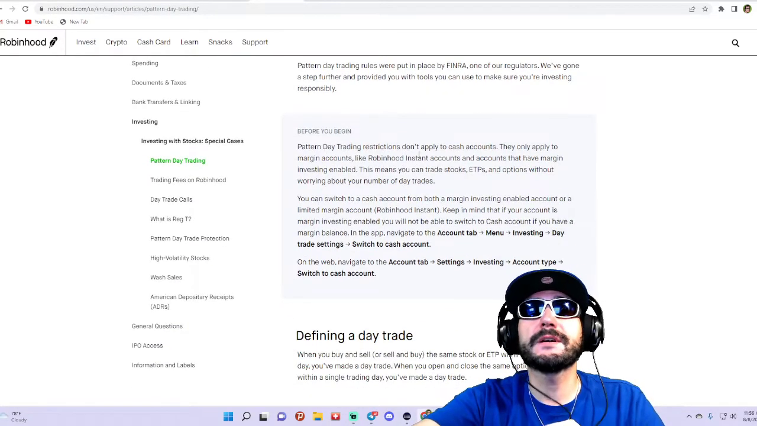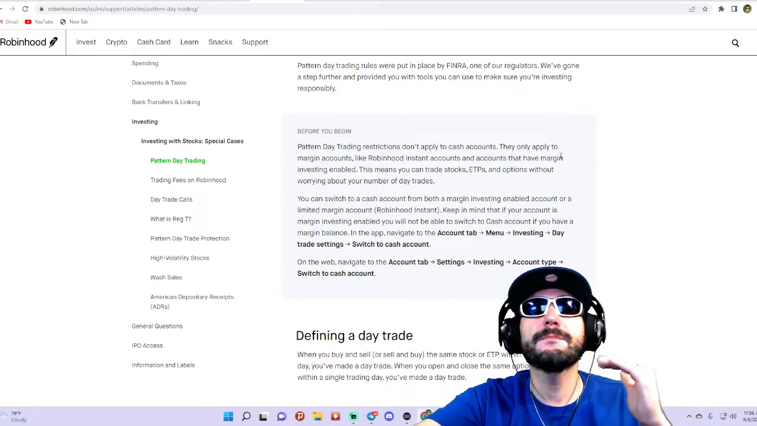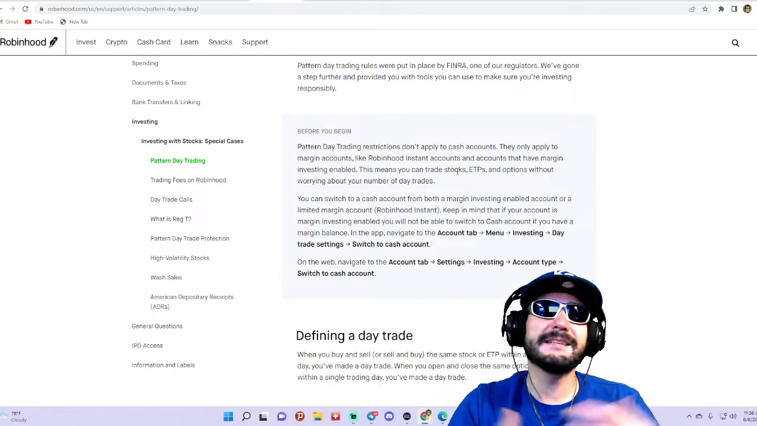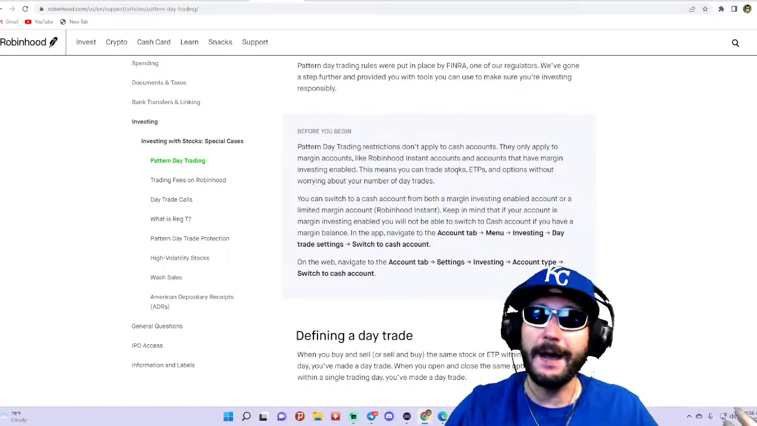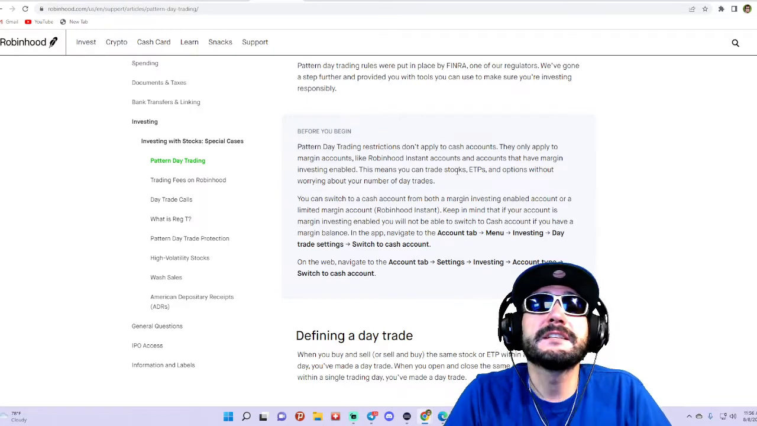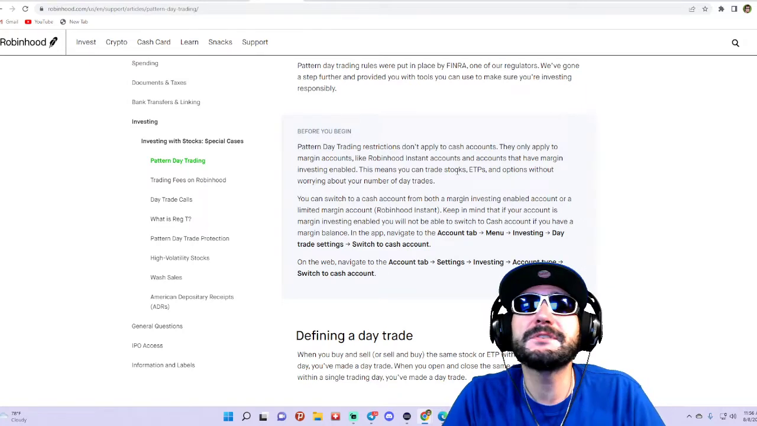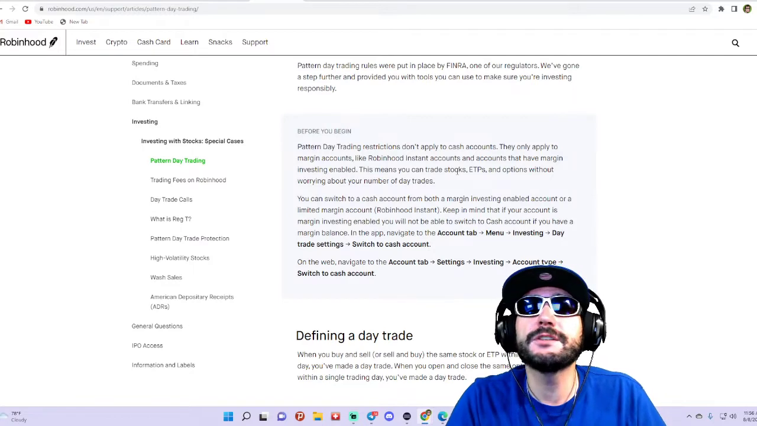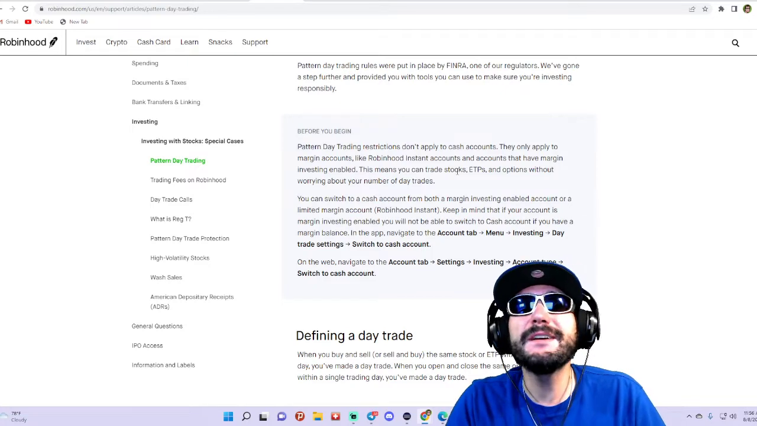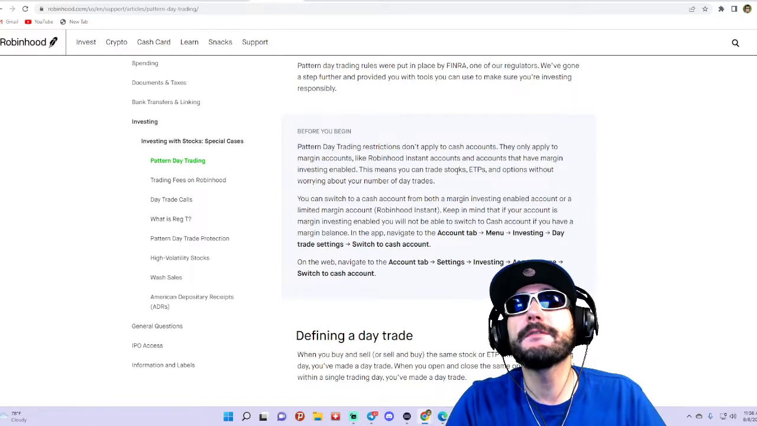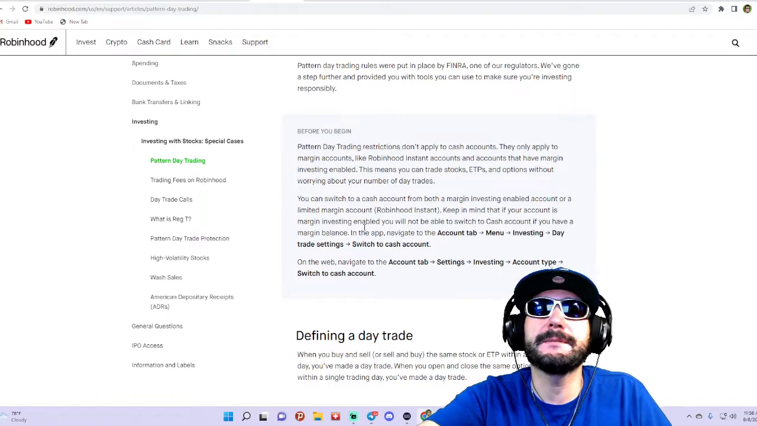Pattern day restrictions don't apply to cash accounts. They only apply to margin accounts like Robinhood Instant accounts, where you have instant deposits so you can start investing right away and don't have to wait 5 days for the process to go through. With margin investing enabled, you can trade stocks, ETPs, and options without worrying about your number of day trades. You can switch to a cash account from either a margin investing enabled account or a limited margin account. Keep in mind that if your account is margin investing enabled, you can't switch to a cash account if you have a margin balance. And that gives you step-by-step exactly how to do that.